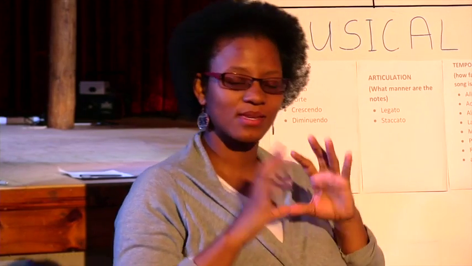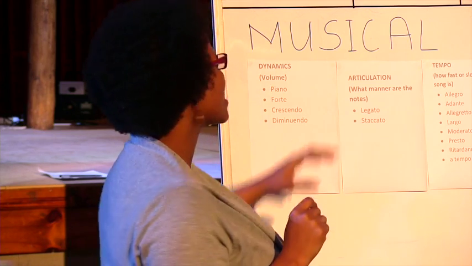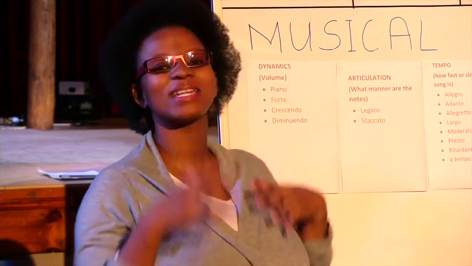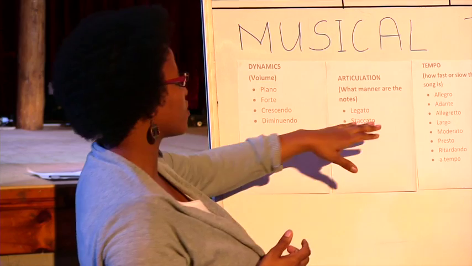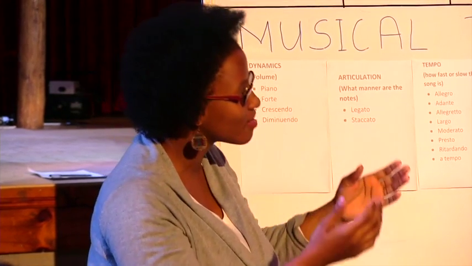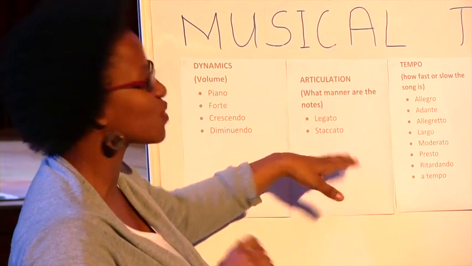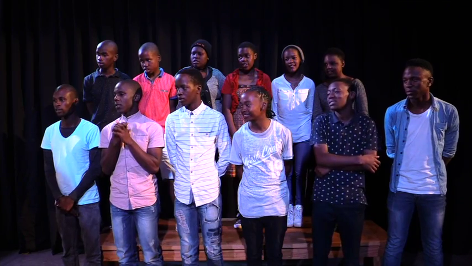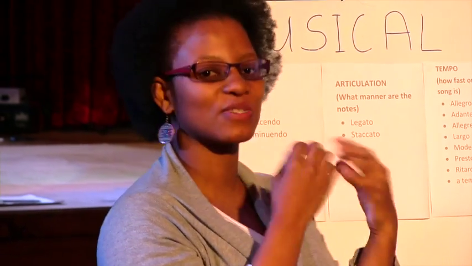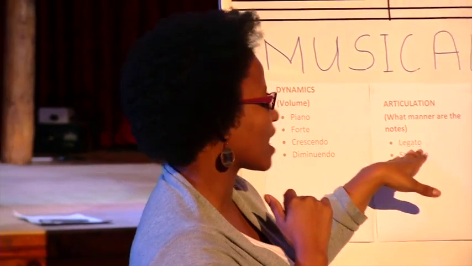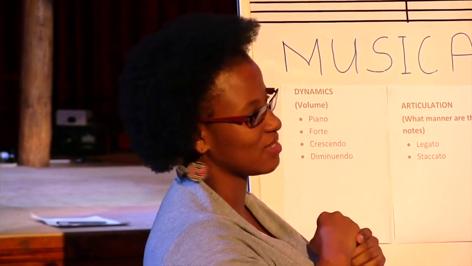Now, our next group of musical terms that we're gonna deal with is articulation. That is the manner in which the notes are sung or are played. We're gonna be demonstrating legato, which means? Connected and smooth. Yes, connected and smooth. And also staccato, which means? Short and detached. Good. So for our song, we have our lovely group here that's gonna demonstrate the song sung legato, which is smoothly connected, and also staccato, which is detached.